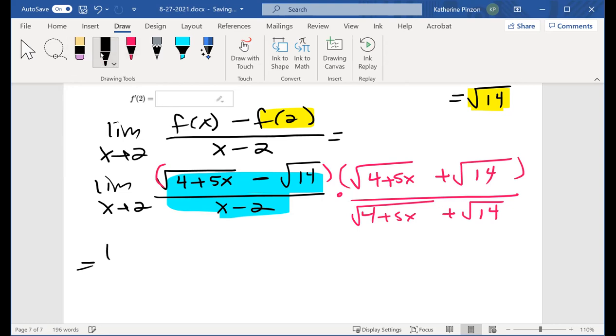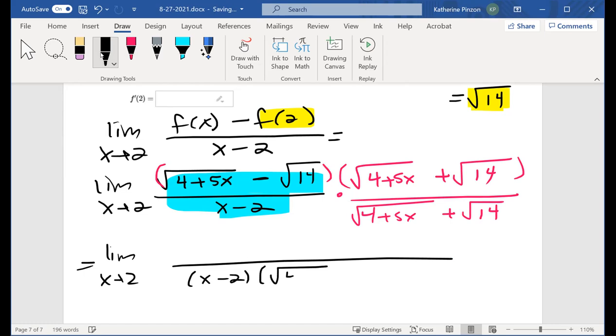Okay. Limit as x approaches 2. I'm not going to change the denominator because my goal is that that x minus 2 is just going to cancel out, I hope. And in the numerator, I'm going to do first these two. Square root 4 plus 5x times square root 4 plus 5x makes 4 plus 5x.